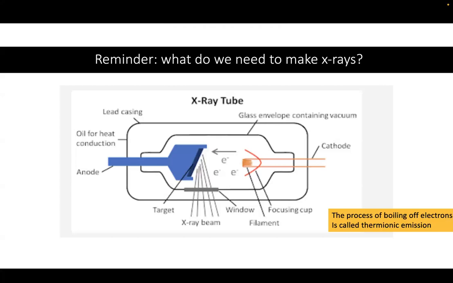And then once they hit that rotating tungsten target, they will decelerate and photons are produced. And again, one of the reasons why the anode is rotating is to dissipate heat, because 99% of what is produced at the anode side is heat.